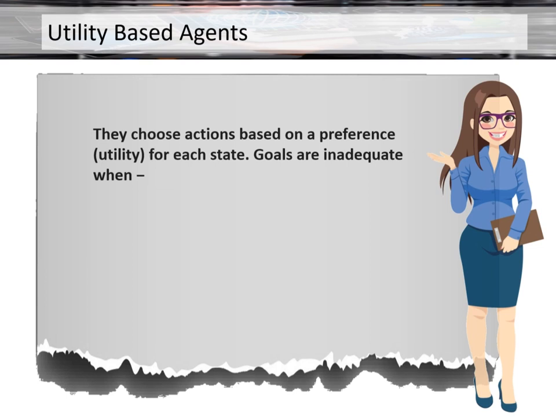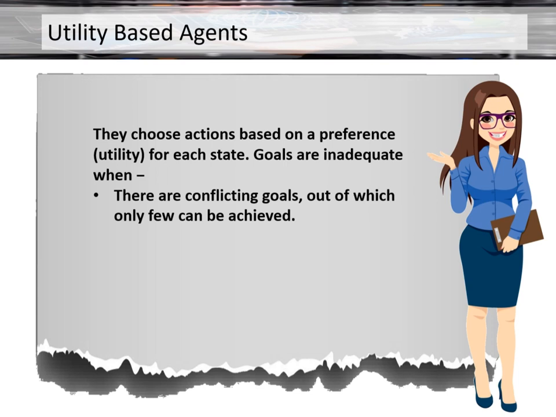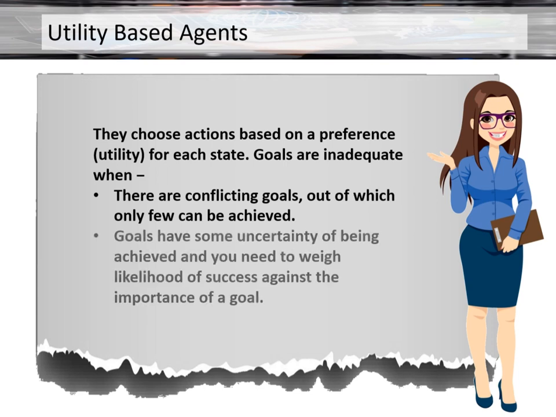Utility-based agents. They choose actions based on a preference, utility, for each state. Goals are inadequate when there are conflicting goals, out of which only a few can be achieved. Goals also have some uncertainty of being achieved, and you need to weigh the likelihood of success against the importance of a goal.